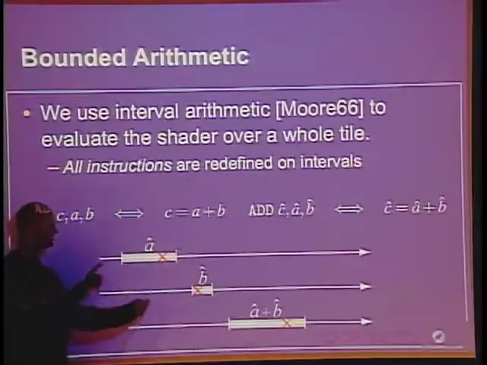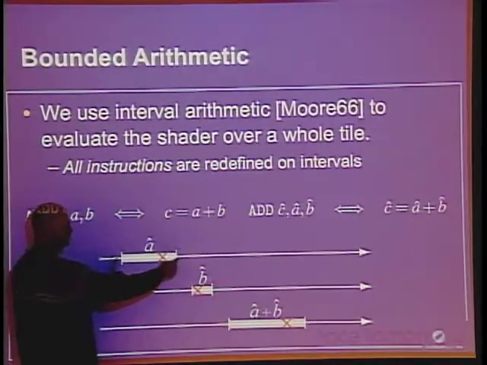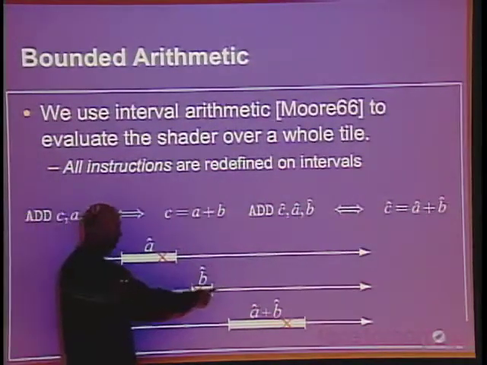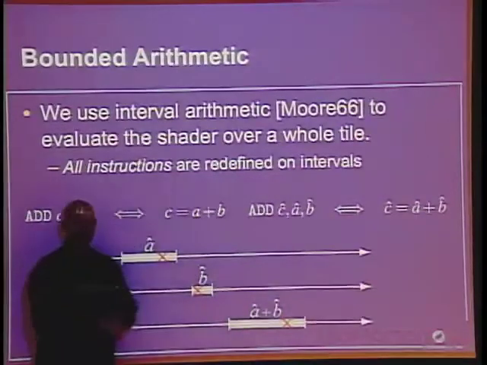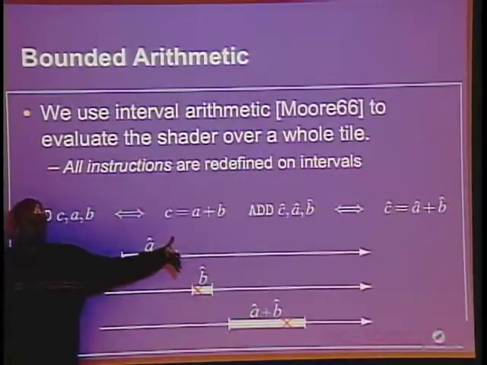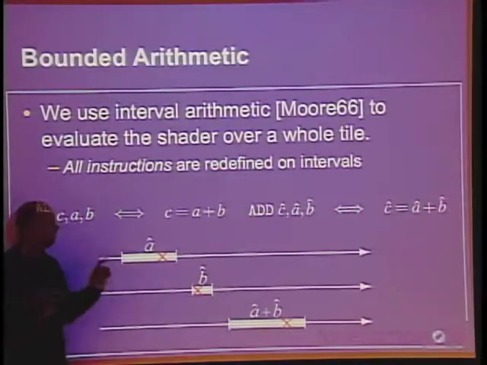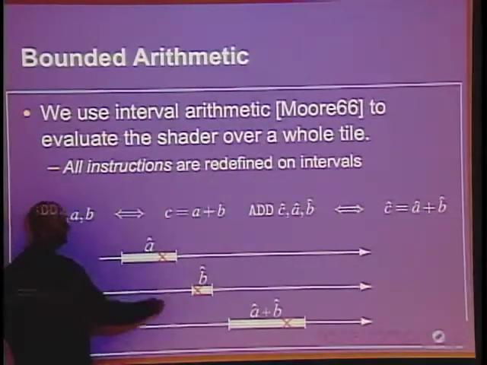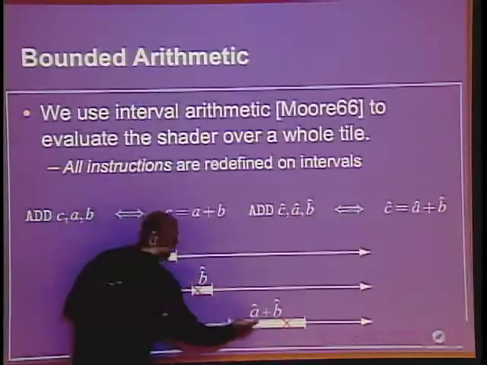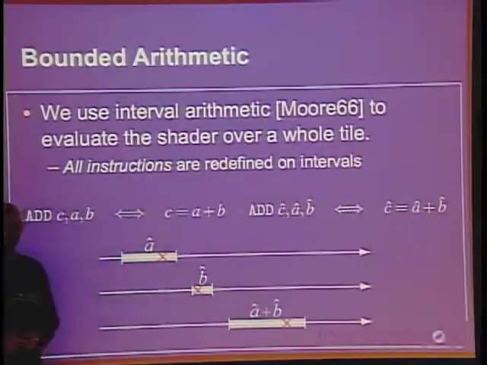It basically says if A falls between these two and B falls between these two, then it turns out A plus B falls between these. So it's sort of this worst case scenario. Worst case, if I take A from anywhere in here and B from anywhere in here, I can promise you that it's going to be somewhere in this region.